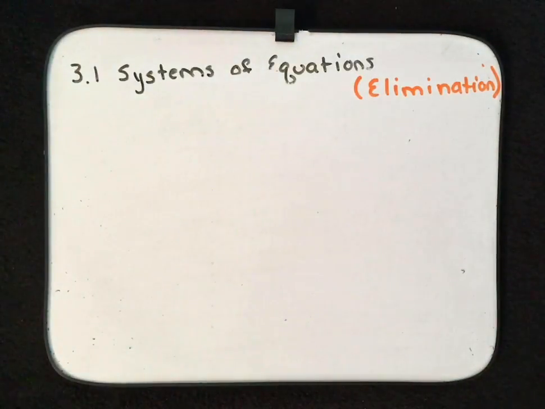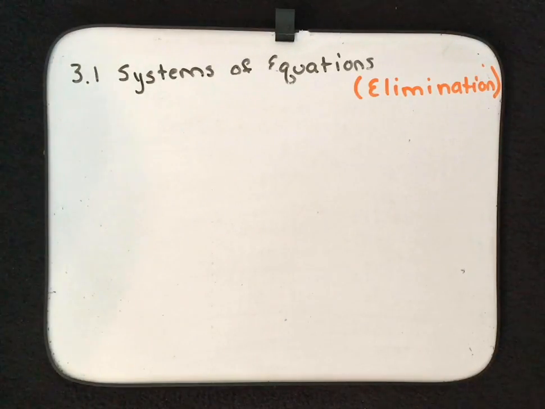Solving systems of equations using elimination. When we used substitution, we tried to replace one variable in an equation with information from a second equation. When we use elimination, we are trying to completely eliminate one variable so we can solve for one variable and then solve for the other.